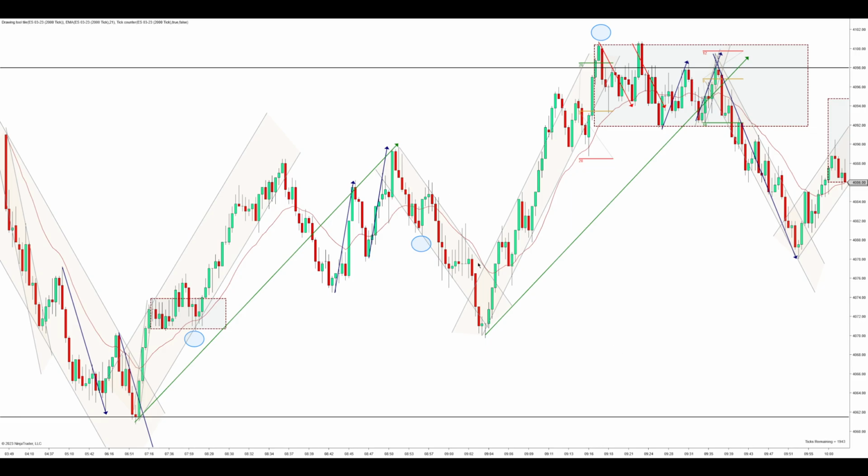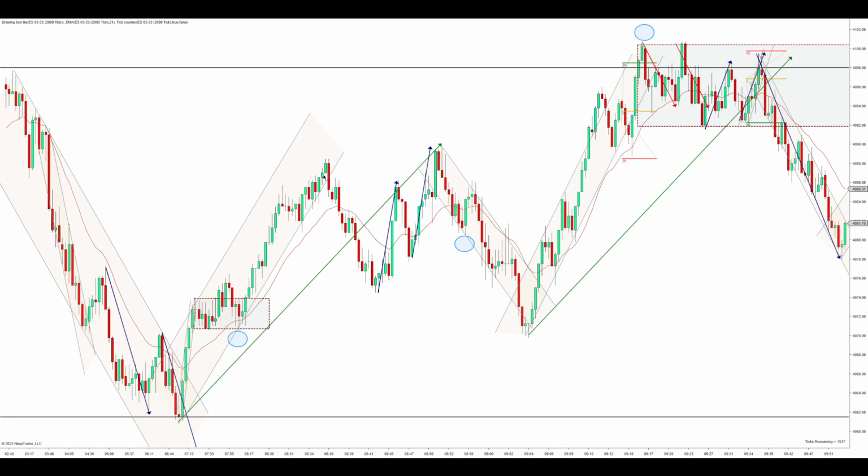But anyway, where was I? So that failed second entry, I just don't like it. Too extended down. We push lower though, we get that little failed break thing. We rush back above. We have this higher low. Now, I don't like taking this higher low either though, because at this point, the uptrend has played out.